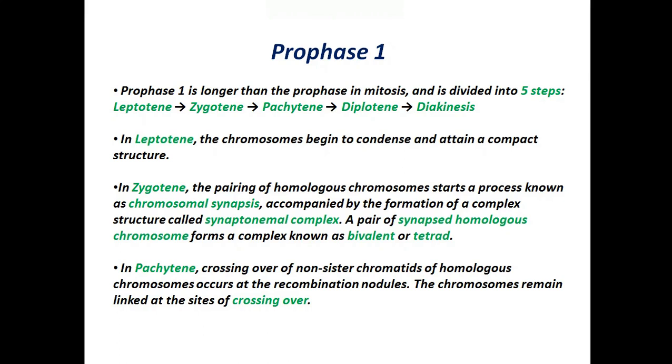In zygotene, the pairing of homologous chromosomes starts, a process known as chromosomal synapsis, accompanied by the formation of a complex structure called synaptonemal complex. A pair of synapsed homologous chromosomes forms a complex known as bivalent or tetrad. In pachytene, crossing over of non-sister chromatids of homologous chromosomes occurs at the recombination nodules. The chromosomes remain linked at the sites of crossing over.